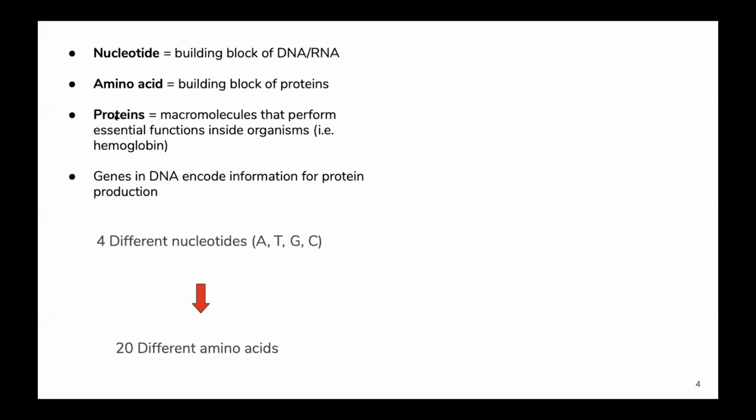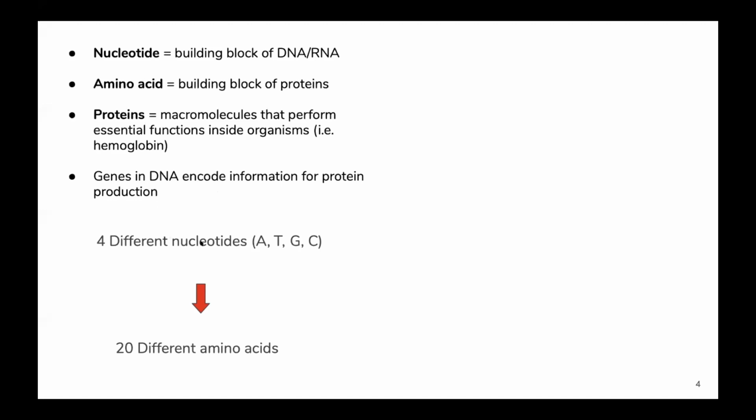And what are proteins? Proteins are macromolecules like hemoglobin or insulin, you might have heard of them a lot. They perform quite essential functions in our bodies. That's why they are very important, and they also play a lot of roles in diseases, and are most of the time targets for therapeutic drugs. And genes in DNA encode information for protein production.